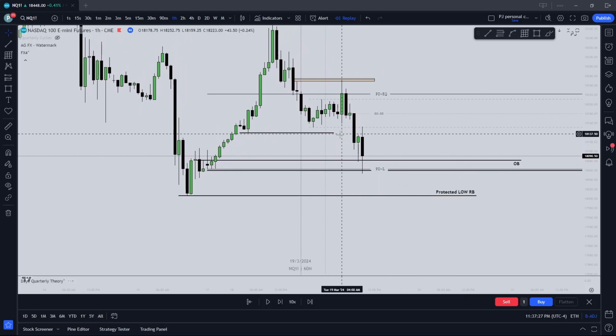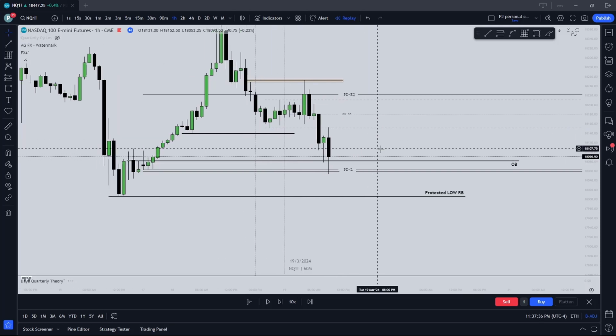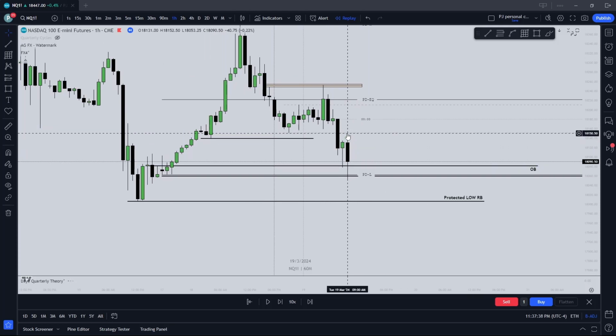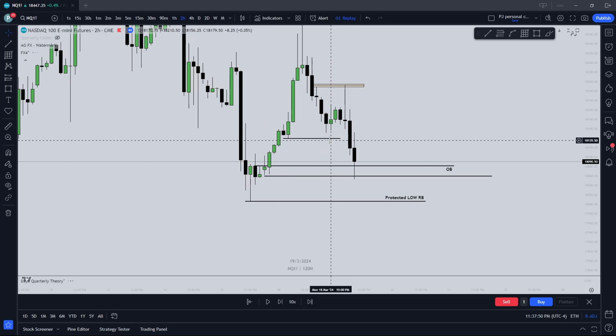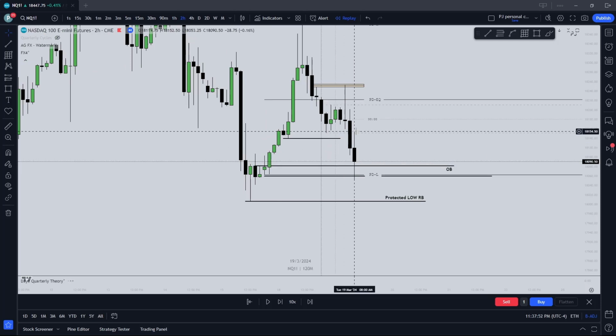Just quiet for a second because I wanted you to think to yourself, this is the rejection block. Okay, see how this candle sweeps into the PD array and fails to close below the previous candle. The 2-hour candle as well.